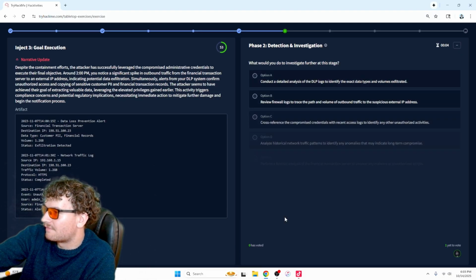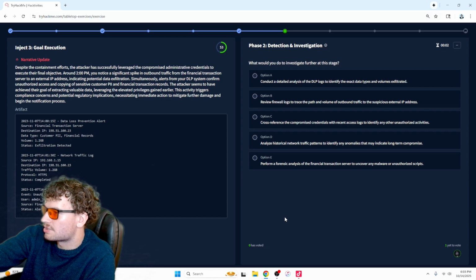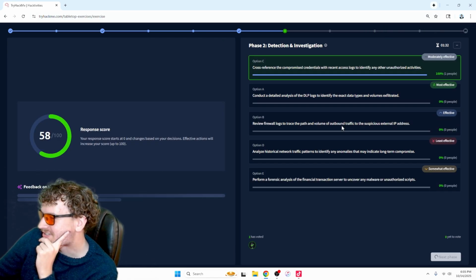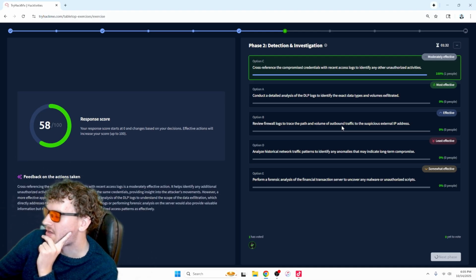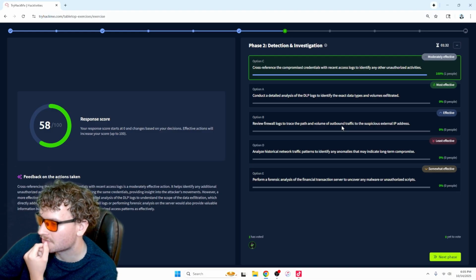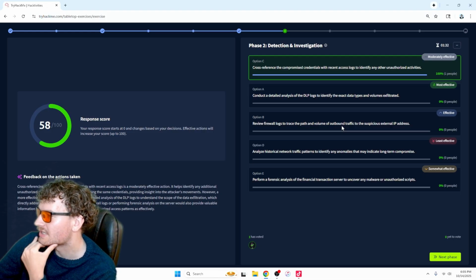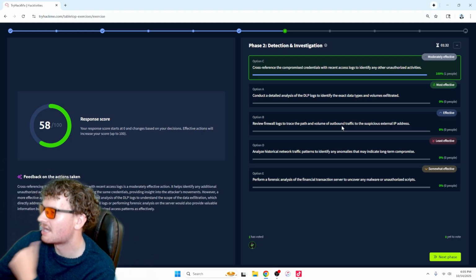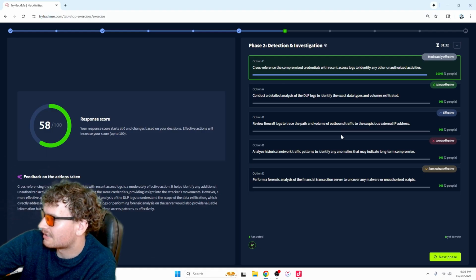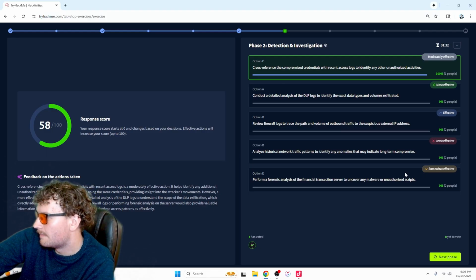How would I investigate further? This is a really good question. I got moderately effective. I clicked cross-reference the compromised credentials with recent access logs to identify any unauthorized activities. It says here that this may have occurred using the same credentials, providing insider detection of movement. However, a more effective approach would be conducting a detailed analysis of data loss prevention logs to identify the scope, which directly addresses the attacker's goal. Yeah, that makes sense. Option A, conducting a detailed analysis of DLP logs to identify the exact data types and volumes exfiltrated, would have been the best answer.